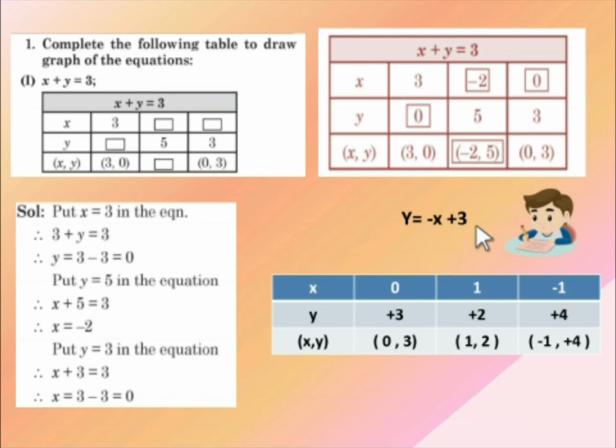Be smart. Take y to one side, keep y on one side, take x to the other side. It is very easy for you to understand, solve and get the results if you put the equation in this form. This is called slope-intercept form, which you will study in 11th standard. But right now, remember to put the equation in the form y is equal to x plus c.